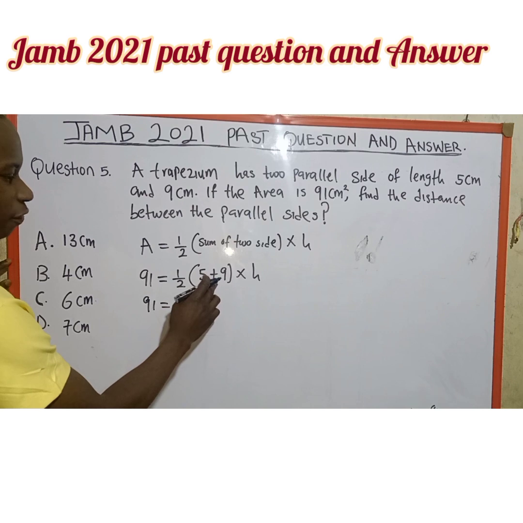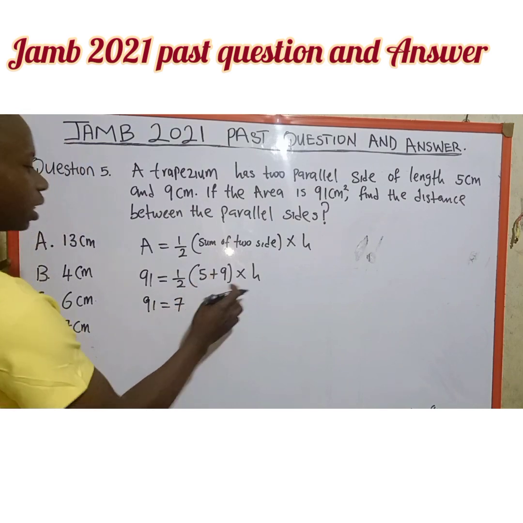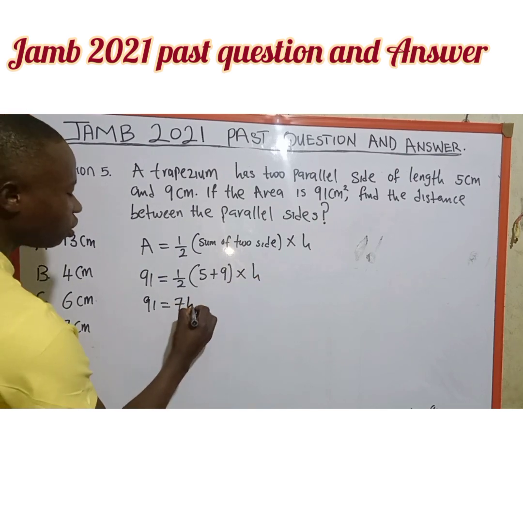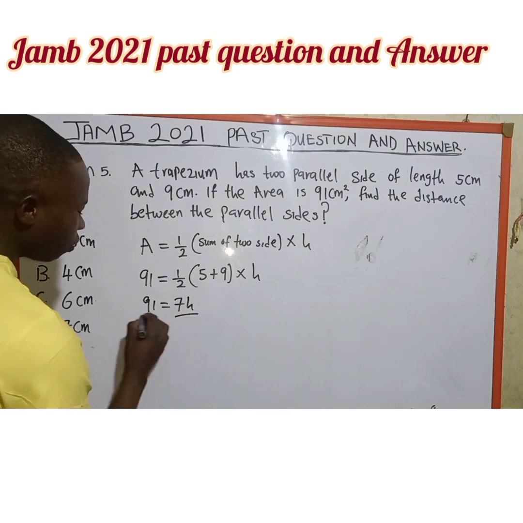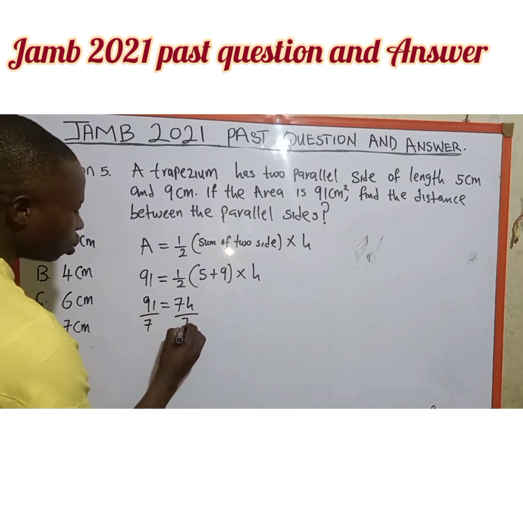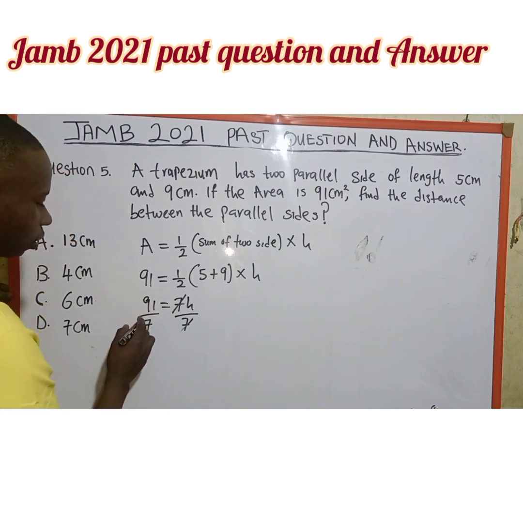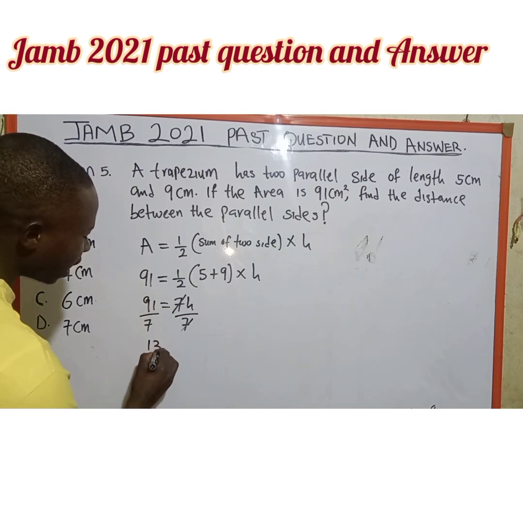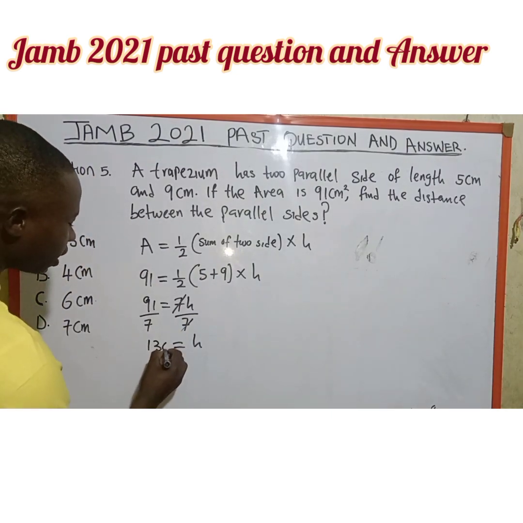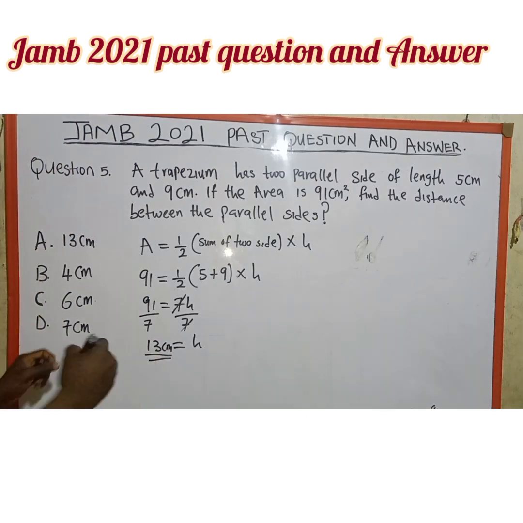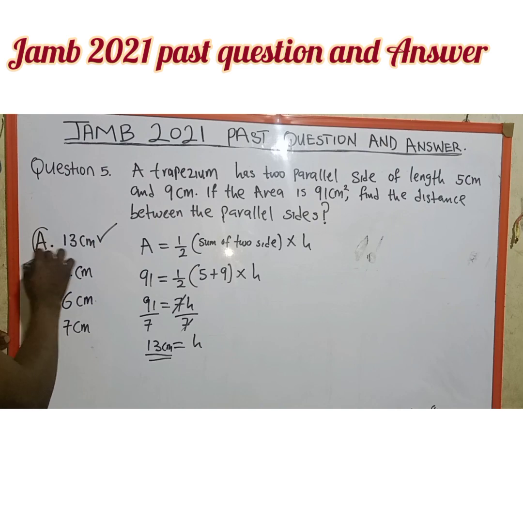Then 1 multiplied by 14 is still 14. Then 14 divided by 2 will be 7. Then 7 multiplied by h is going to give me 7h. So to get the value of h, we are going to divide both sides of this equation by 7, so that this 7 will cancel this 7. So 91 divided by 7 is going to give me 13, which will be equal to h. Therefore, my h is equal to 13 centimeters. So if you look at our options, option A is the correct answer, which is 13 centimeters.